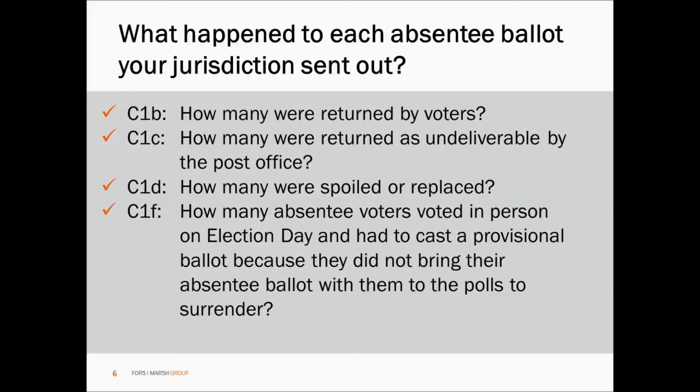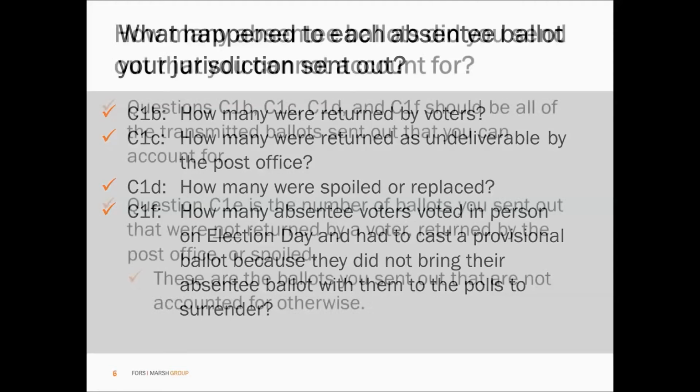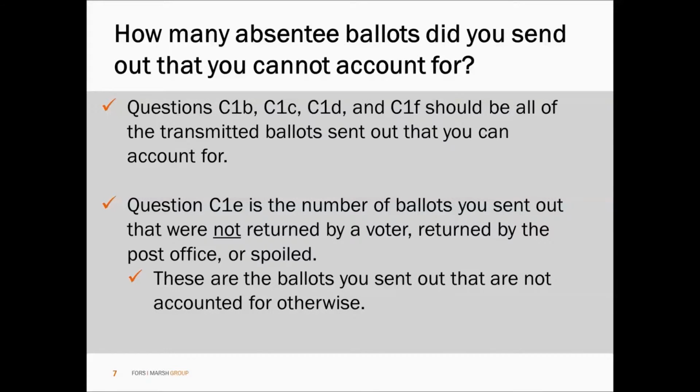Question C1F is asking you about the total number of absentee voters who voted on election day, but they had to cast a provisional ballot because they did not surrender their absentee ballot at the polls. So questions C1B, C1C, C1D, and C1F should be all the transmitted ballots that you sent out that you can account for. Question C1E is asking you to report the number of ballots that you sent out that were not returned by a voter, spoiled, or returned by the post office. So these are all the ballots you sent out that are not otherwise accounted for.